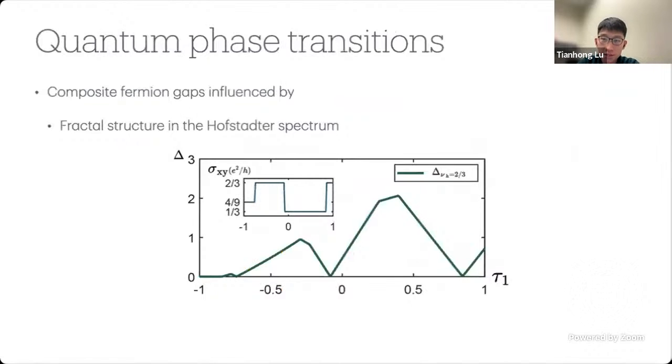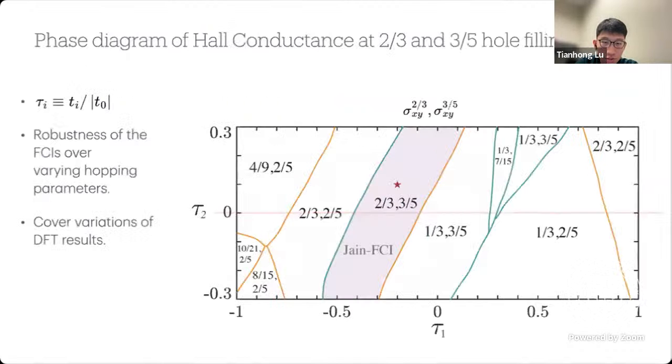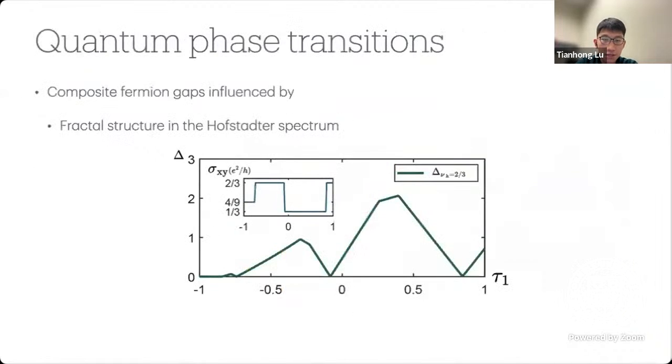And in this section, I'm going to discuss quantum phase transitions in this system. For simplicity, in this slide we focus on a line in the phase diagram, this red line, tau2 equal to 0. So we fixed the third neighbor hopping to 0. We also generalize to the case without this restriction in our paper's supplemental material, so if you're interested, you can check that out.